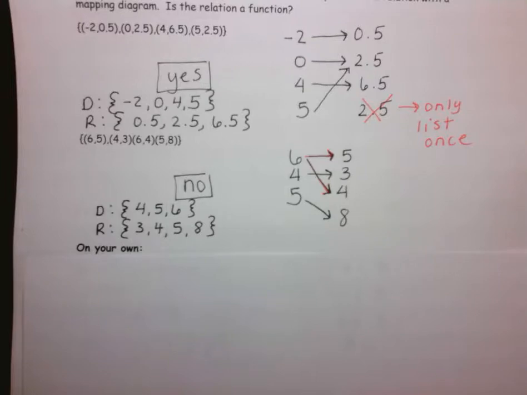So go ahead and hit pause and draw mapping diagrams for the next two examples. Identify your domain and range and determine if it's a function or not. But remember, you only want to list each value once in the domain section and in the range section. If any of the domain values repeat themselves, you only write them once. If any of the range values repeat themselves, you only write them once.